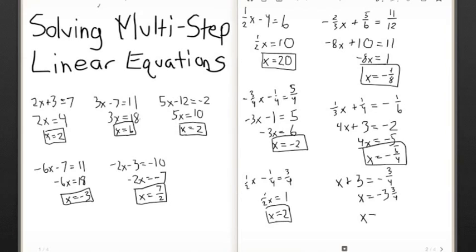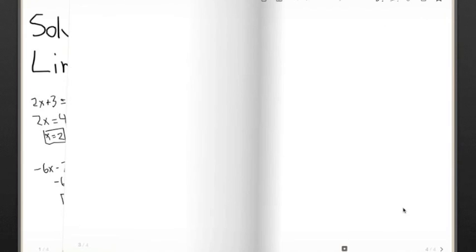And then you just want to convert that to a fraction. So it's going to be negative 15 over 4. Okay, and that is multi-step equations with fractions. Now, let's go to a new page. Now, let's do some decimal equations.